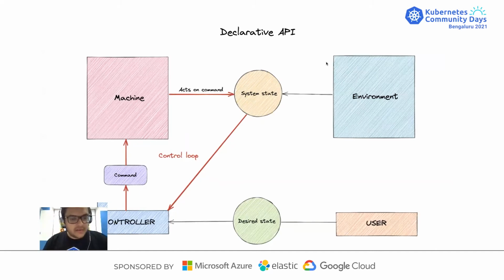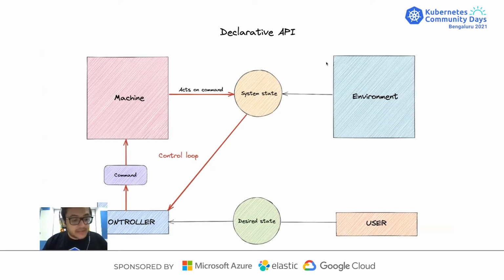But in a declarative way of doing things, the agent is something known as a controller, meaning that the user still exists and the user still knows what the desired state is, but the user gives the desired state to the controller, which sees what the current state of the system is, which sees what the desired state is, and it calculates some action to make sure that the machine executes a command that drives the system state as close to the desired state as possible.